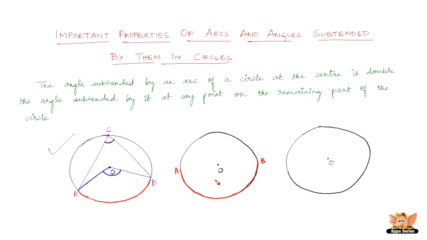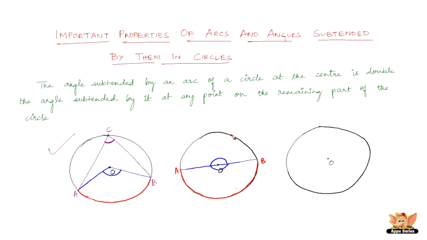And what if AB subtends an angle at the center? It's going to be like this. You just have to join through the center, and then join the ends of the arc. So what angle does this make? It exactly makes a 180 degree angle, either way. Now, according to the statement, if you make this arc AB subtend an angle in any other part of the circle, that angle should be exactly half of 180 degrees. So let's check that out.